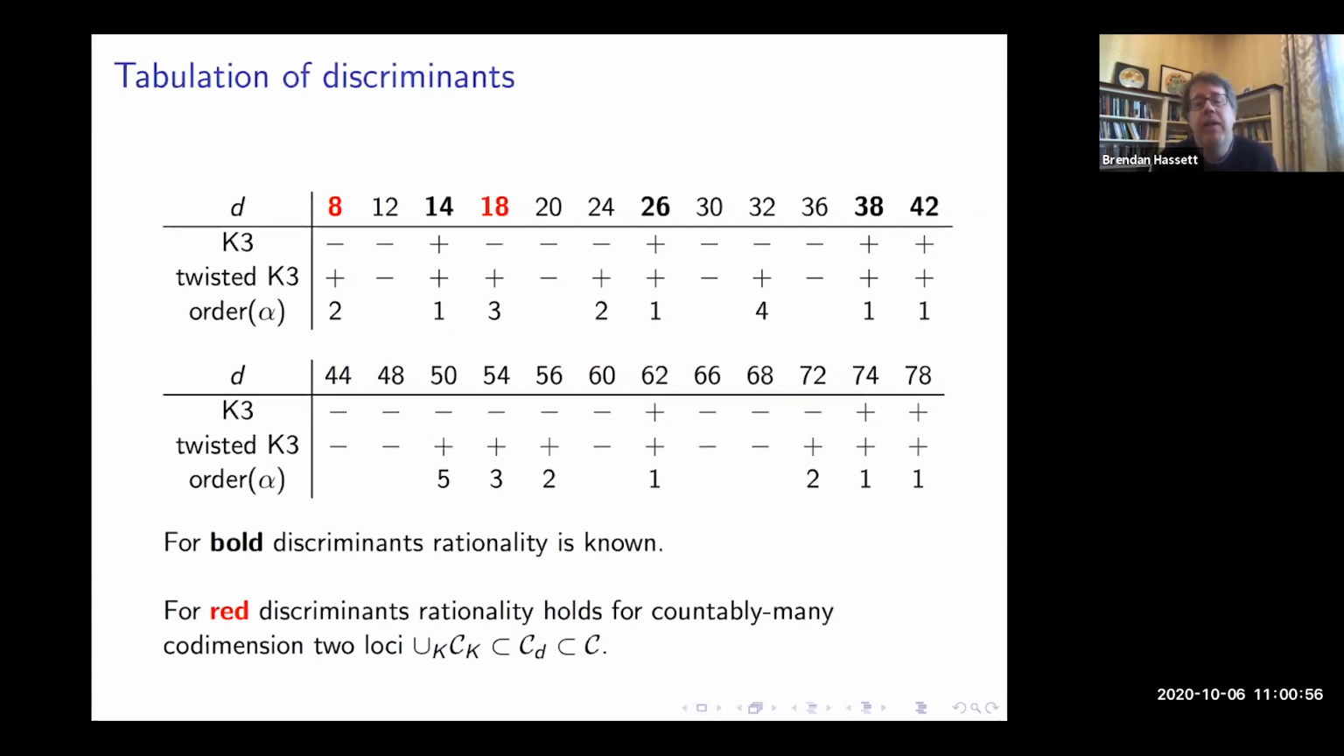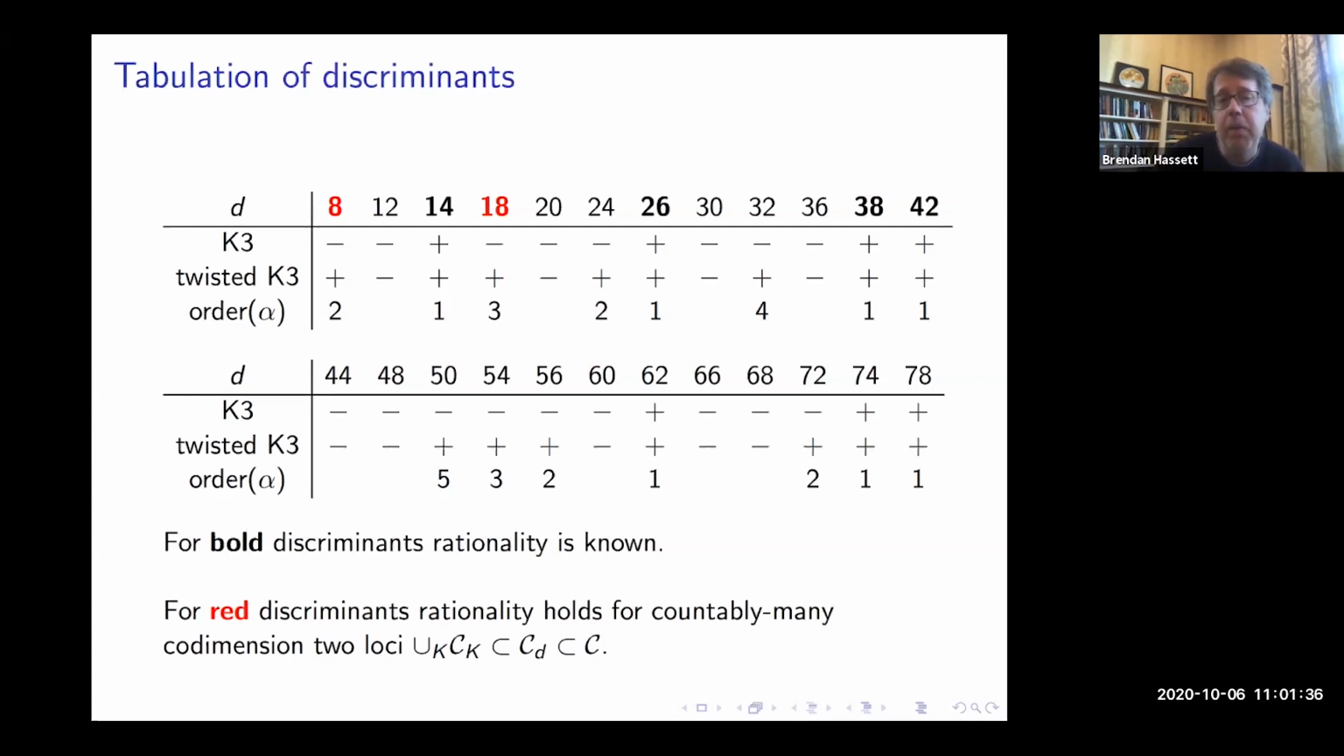These divisors, in fact, are characterized in that the twisting structure, which is a Brauer class, is annihilated by some algebraic cycle on the cubic fourfold. And those algebraic cycles appear in codimension 2 loci in moduli. So in the red cases, in discriminants 8 and 18, there are a countable number of codimension 2 loci that sweep out, or have as closure, the corresponding C_8 or C_18 that parameterize rational examples.